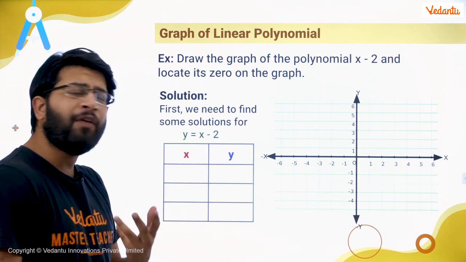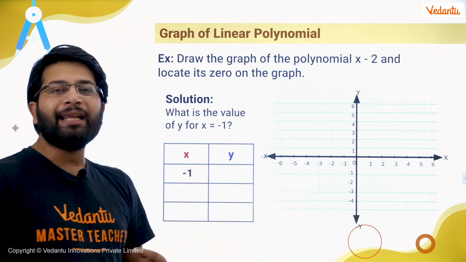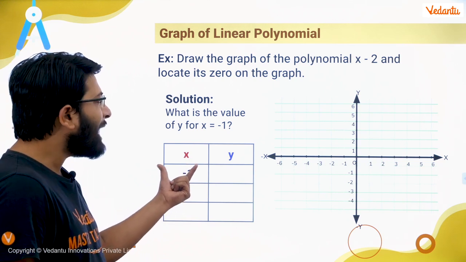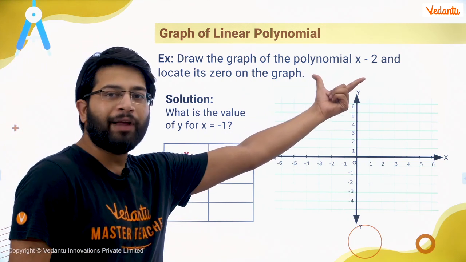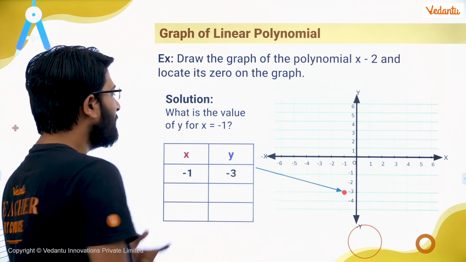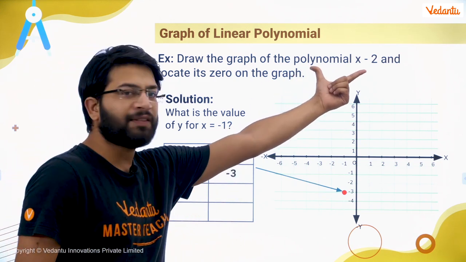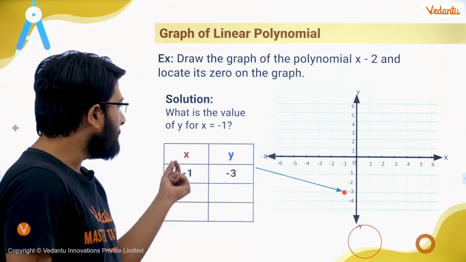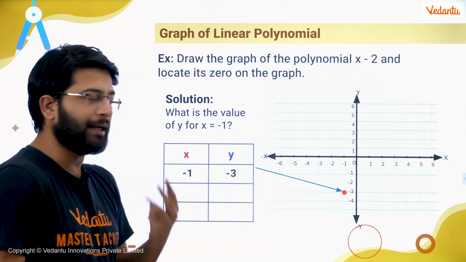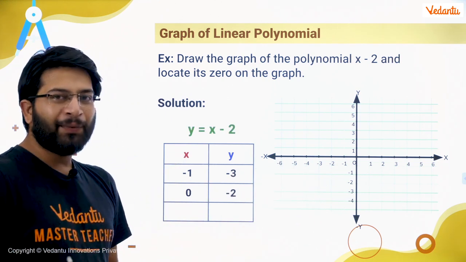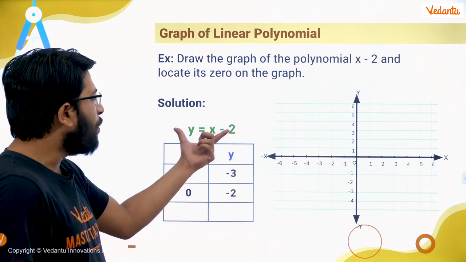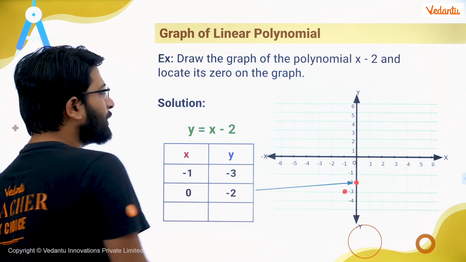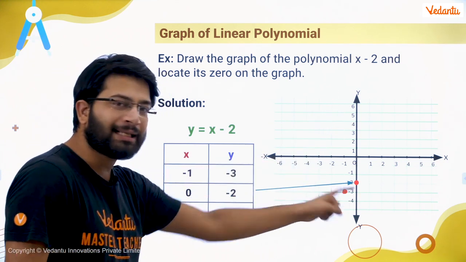How do we find it? Very simply, we can take any random value of x. We can take -1. For x equal to -1, the value of the polynomial will be what? -3. Simply put -1 over here, you will get -3. So simply locate this point (-1, -3), third quadrant. Let's take one more value. x equal to 0, my y will be what? -2. Now this (0, -2) will be on the y-axis.